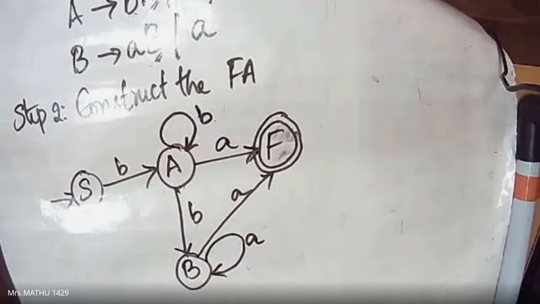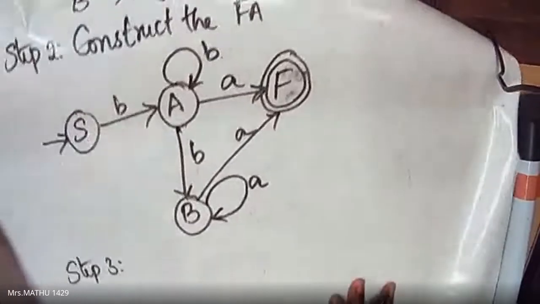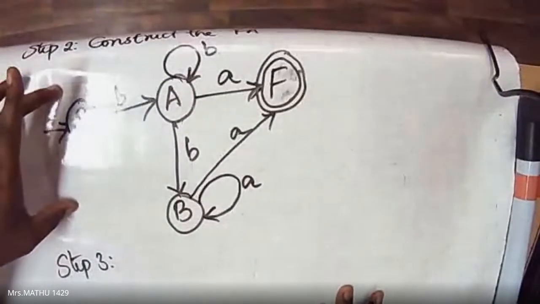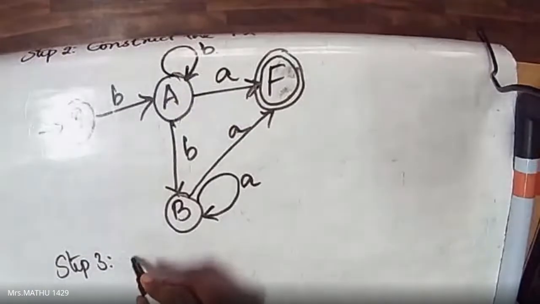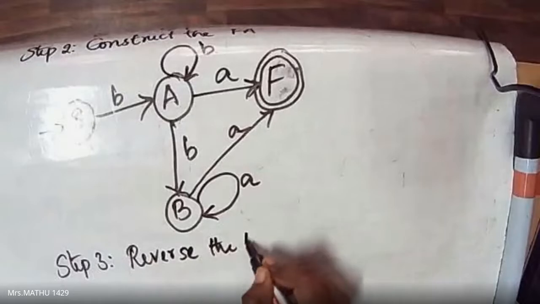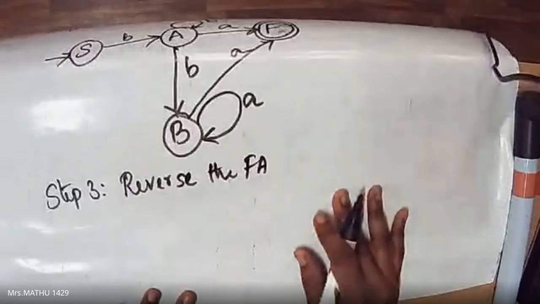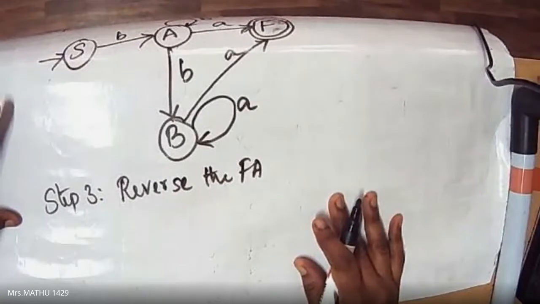Now, what is the third step? It is again reverse. So what are we going to reverse now? What do we have at present? A finite automata. So we are going to reverse this finite automata. What is the meaning of reversing the finite automata?